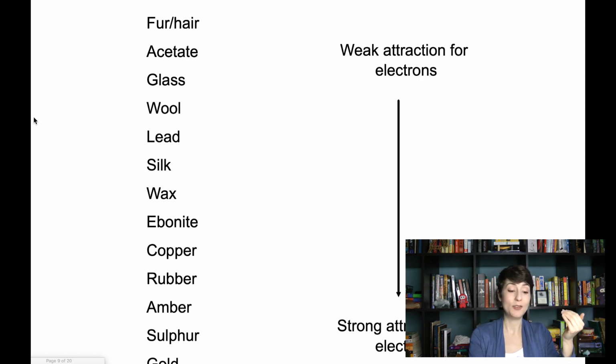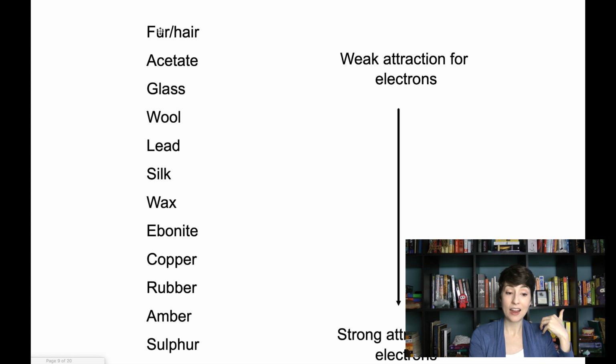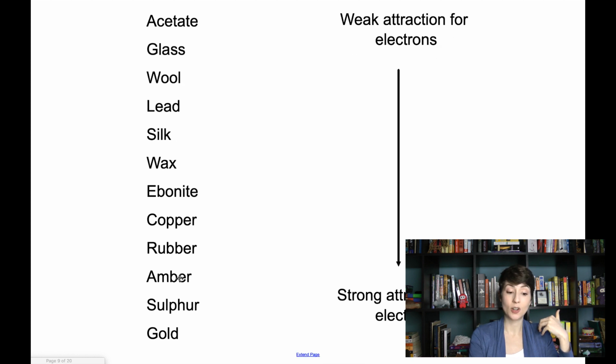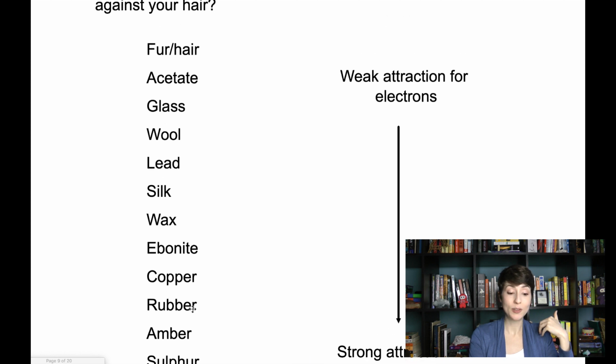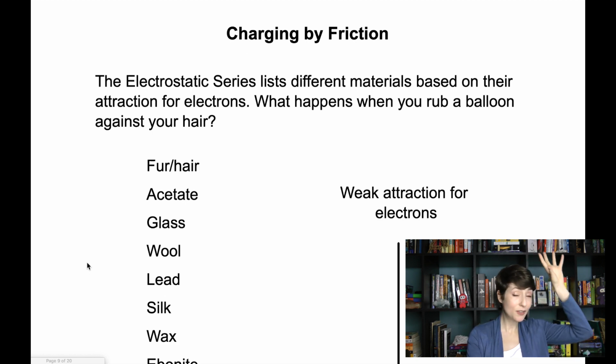So for example, if you were to rub a rubber balloon on your hair, rubber is further down on the list than hair, meaning it has a much stronger hold on electrons. So when you rub those two materials together, the rubber balloon will actually rip electrons from your hair, leaving your hair positively charged and the balloon negatively charged. Your hair will tend to stand on end because all of your strands of hair are now positively charged, and positive charges repel. I'm not going to demo that for you right now.